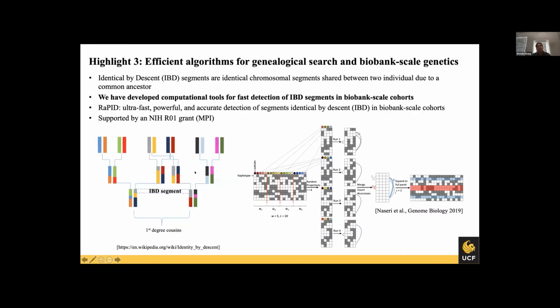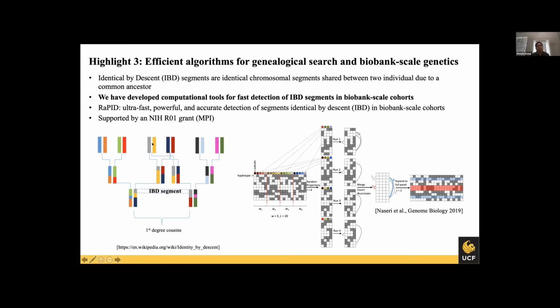So the third highlight is the efficient algorithm for genealogical search and biobank scale genetics. This project is also funded by an NIH grant. So what's IBD? IBD stands for identical by descent.